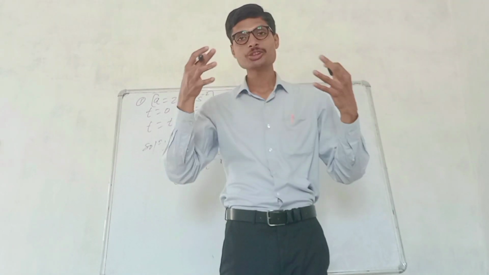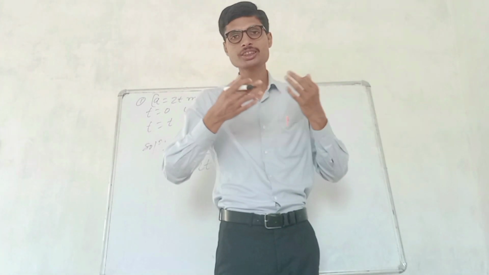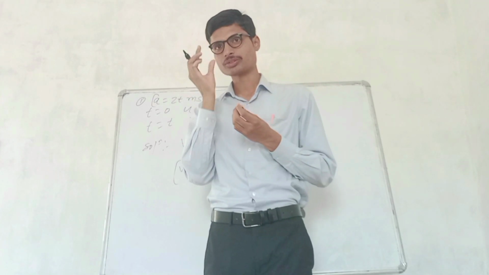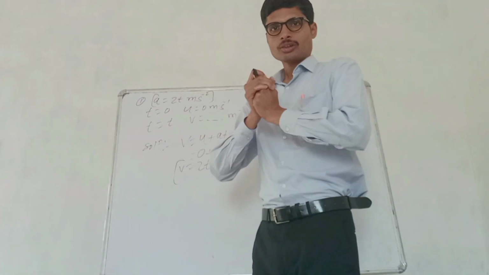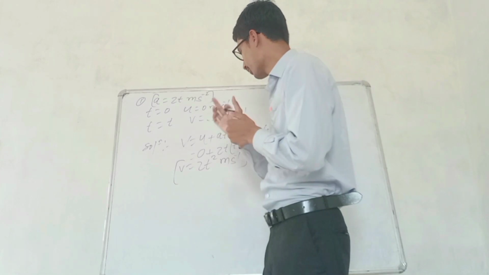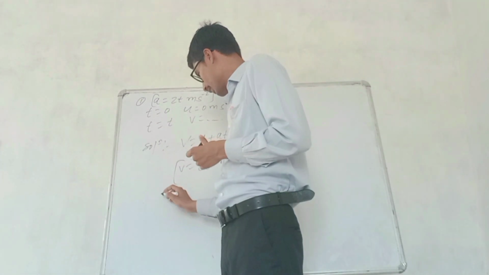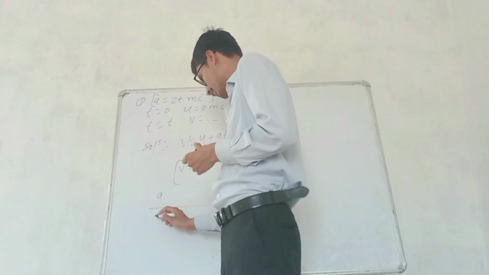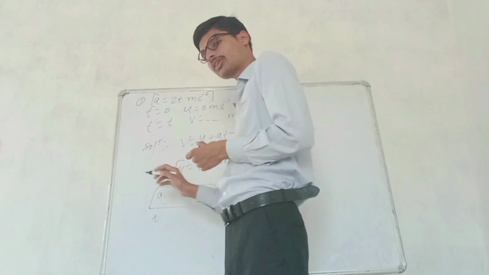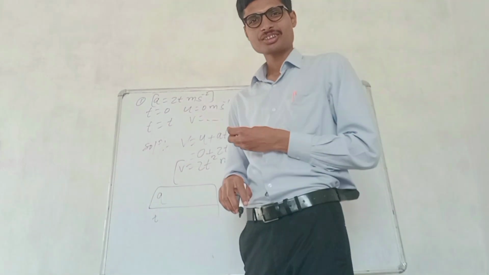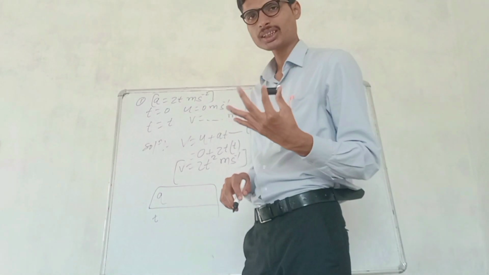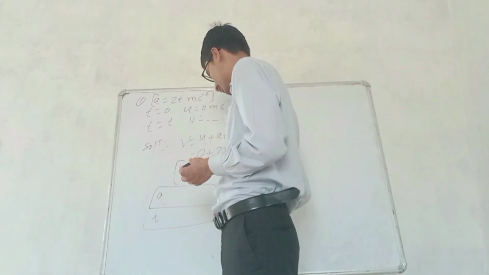So what can you do here? Just think about it. We are trying to find the final velocity. First of all, we will consider this as a and this as t. We will make a graph of velocity and time, that is the graph of acceleration.